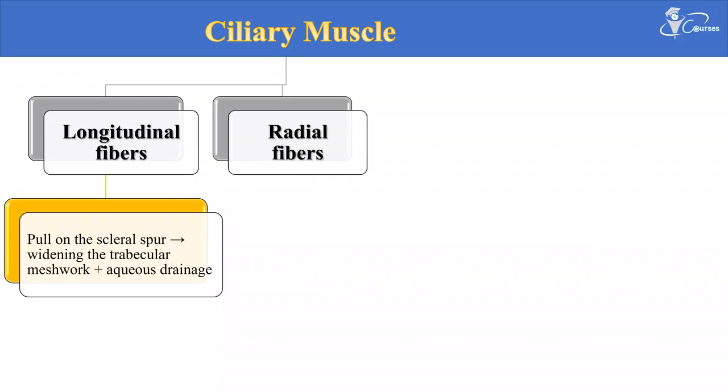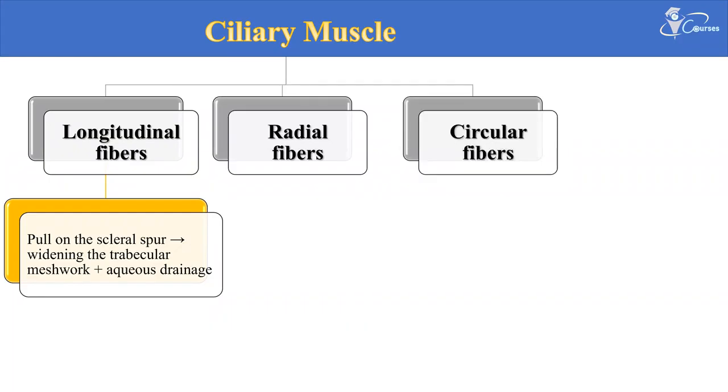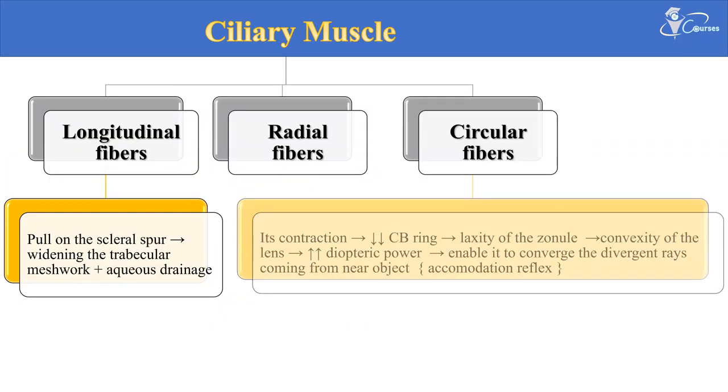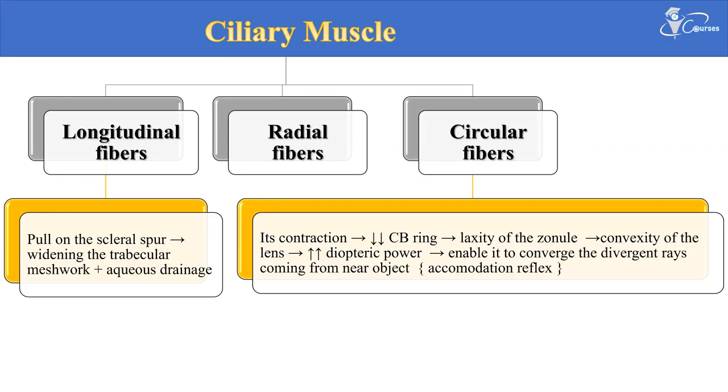The radial fibers just connect between the circular and longitudinal fibers in order to prevent tearing of the muscle during contraction. The circular fibers are responsible for accommodation. When they contract, this decreases the ciliary body ring, leading to slackening or laxity of the zonules, leading to increased convexity of the lens, increasing the dioptric power of the lens, and accommodation. This is not our concern here, but our concern is mainly the longitudinal fibers.